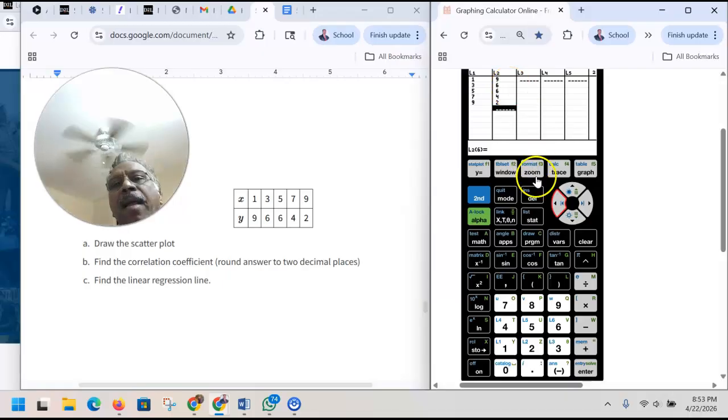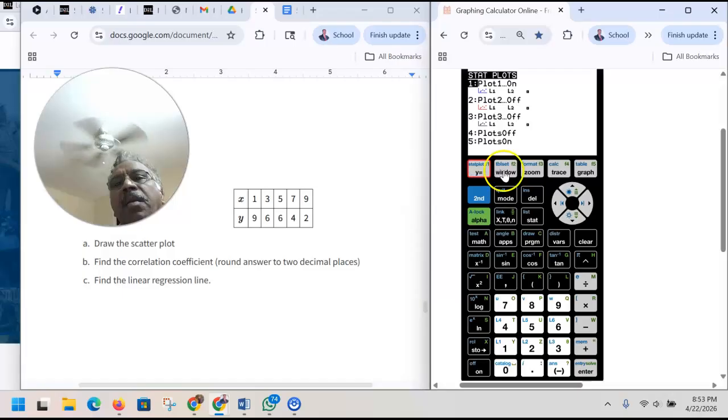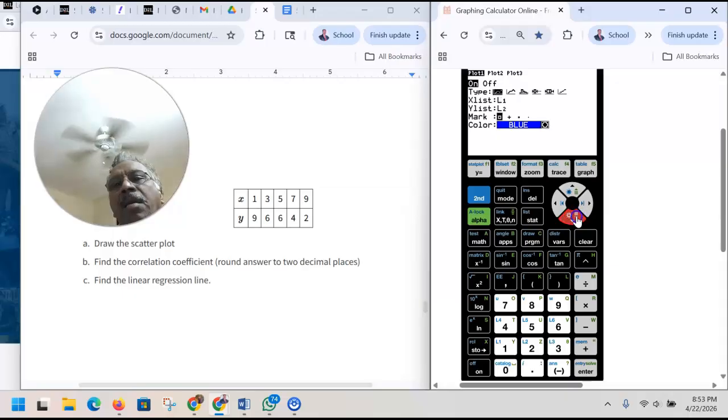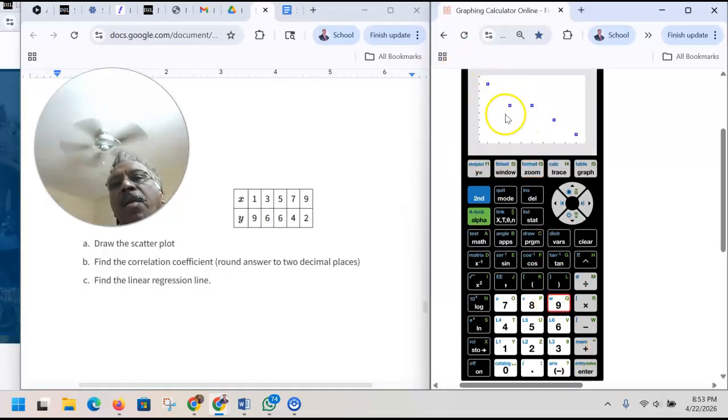Now we want the scatter plot, and you already know second this, and it's already there for you, L1 L2. First one, and enter. You can see it's already on. Enter, enter, enter, enter, and zoom 9, zoom stat. So this is what you have to do manually on your paper, where you graph this. Put these numbers on the x-axis and y-axis, and after that we need to find the coefficient of correlation.